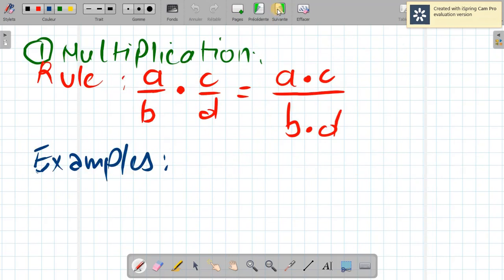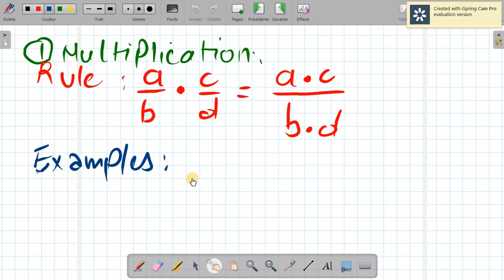Now, if we start with multiplication, the rule says if you have two rational numbers, a over b multiplied by c over d, as you see here, the multiplication is simple. You're going to multiply numerators with each other, a times c, and denominators with each other, b times d.